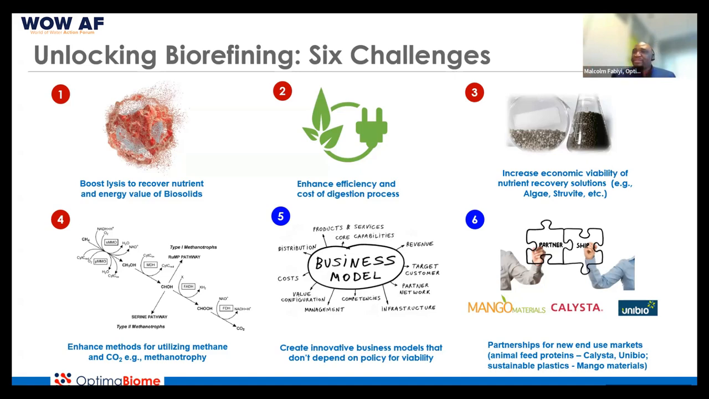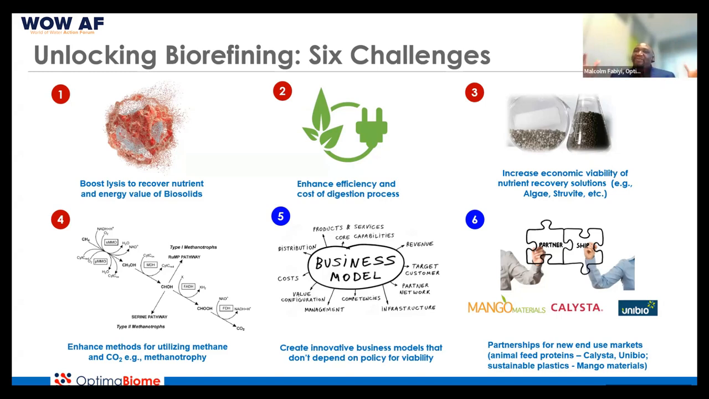We need to get into the COD that's locked up in these cells, in this cellulosic or lignocellulosic material in the biosolids. How do we access that? We need new lysis methods to be able to do that. How do we enhance the cost and the efficiency of digestion? We use about 20 to 30 days to do digestion.